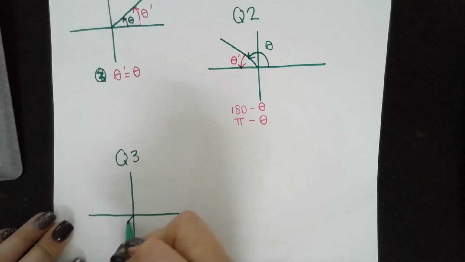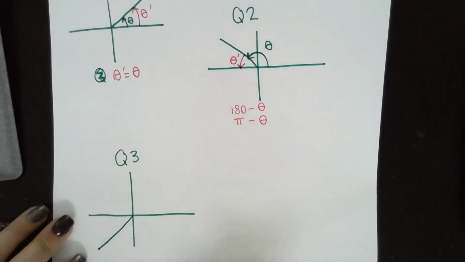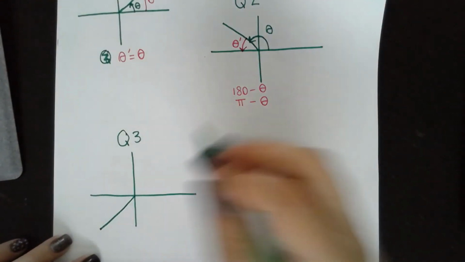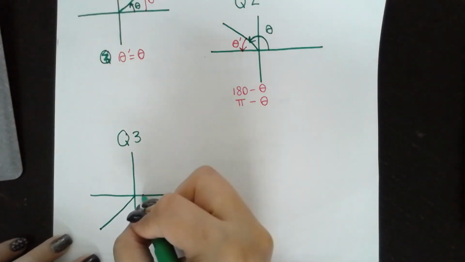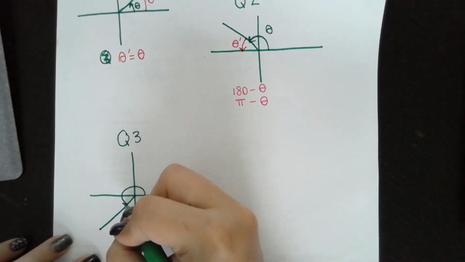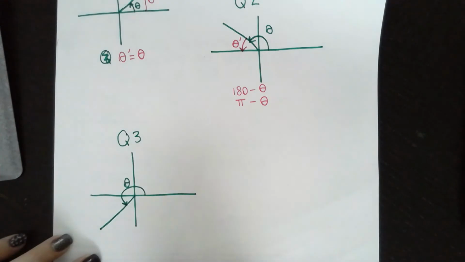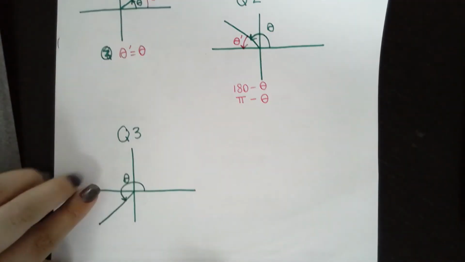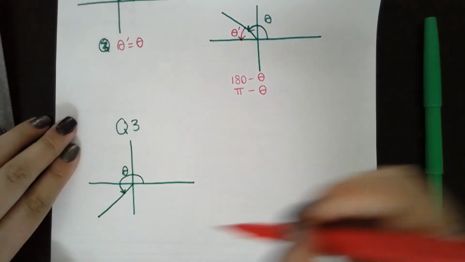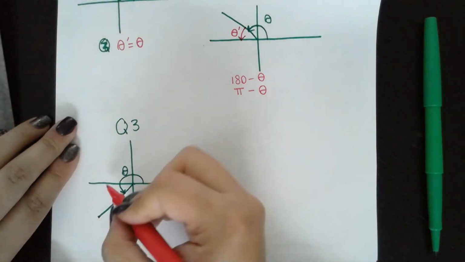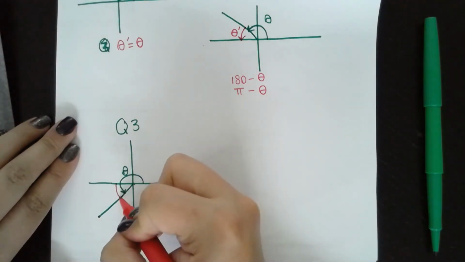So if we're in quadrant 3, that's going to be here. Remember, our angle goes from the initial to the terminal. That's theta. That's the given angle. That's what you'll be given. And the reference angle is formed with the terminal side and the x-axis. So this is the reference angle.